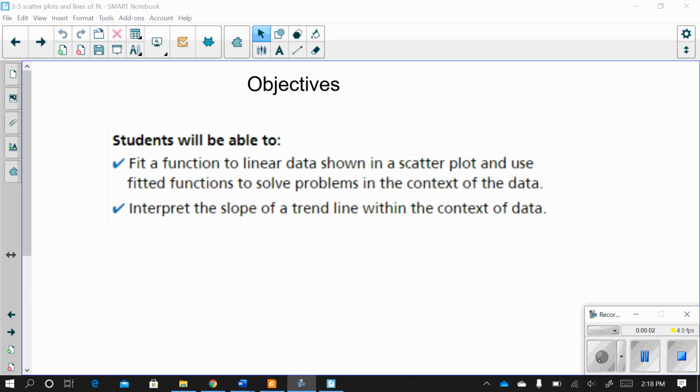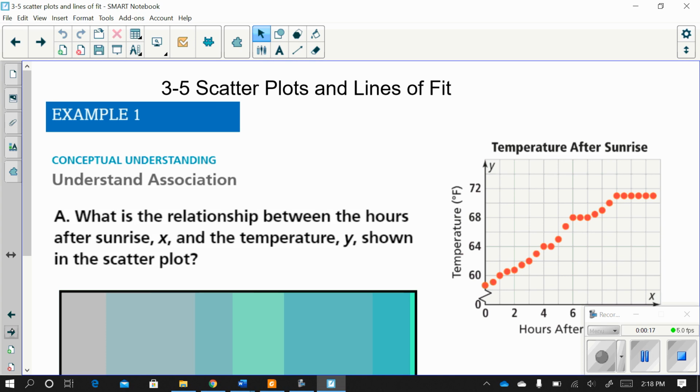Hey guys, so we're moving on to 3.5 today. Today we're going to fit a function to linear data shown in a scatter plot and then use that function to solve problems. We're also going to interpret the slope of a trend line for a story problem. So this is 3-5, scatter plots and lines of fit.